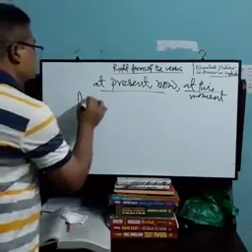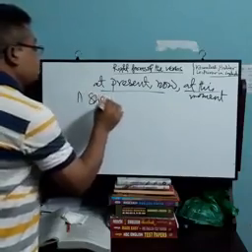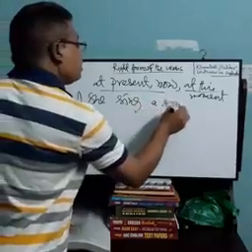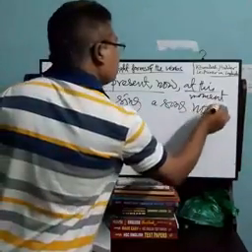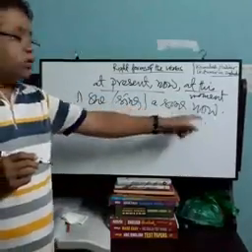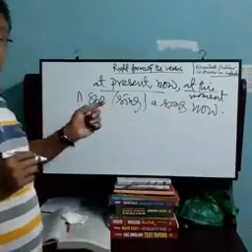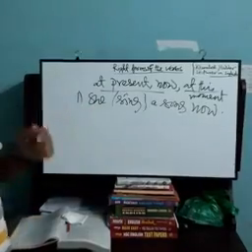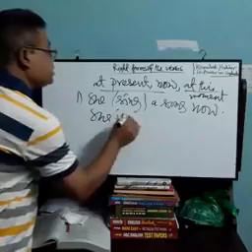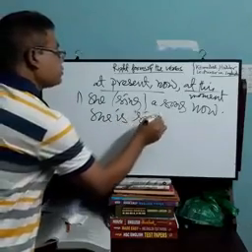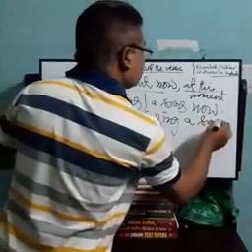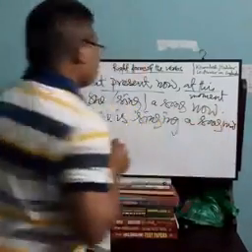Look, she sing a song now. Here, because of now, the sentence will be in present continuous tense, and the correct verb will be: she is singing a song now.